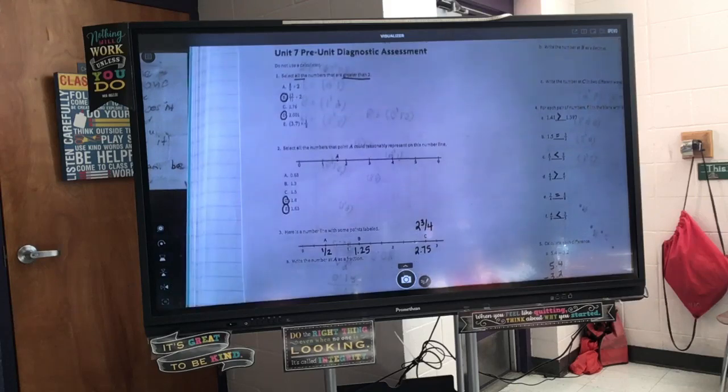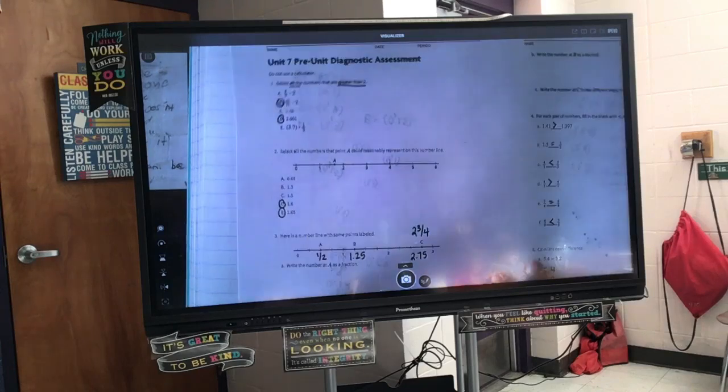Number 2 says select all the numbers that point A could reasonably represent on this number line. So you should have D and E. Why do none of the others work? Like 1.5. Why does 1.5 not work? It's a little bit past that halfway point. If you did pick 1.5, I can understand why, because it's very close. But it is a little bit past that one.